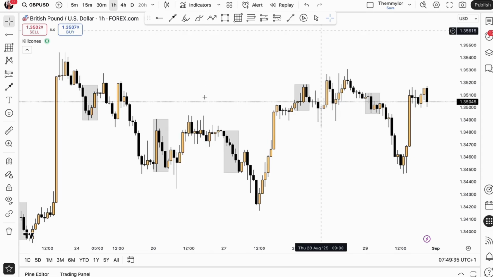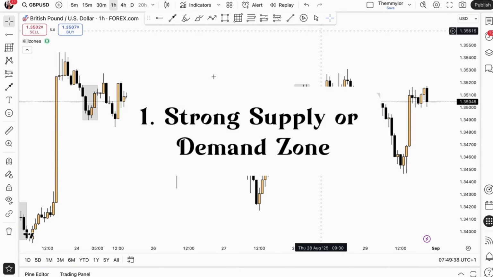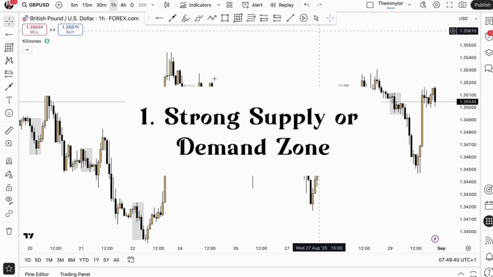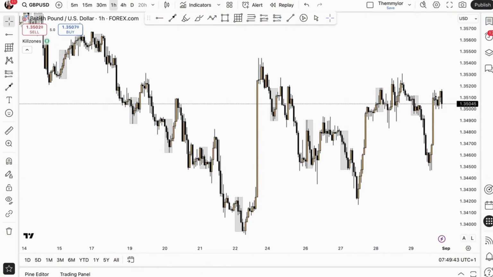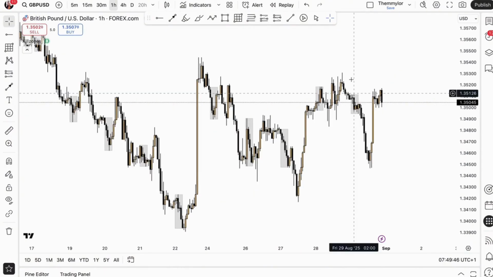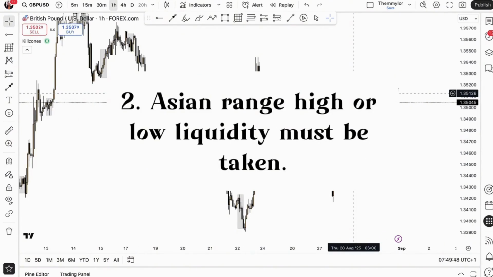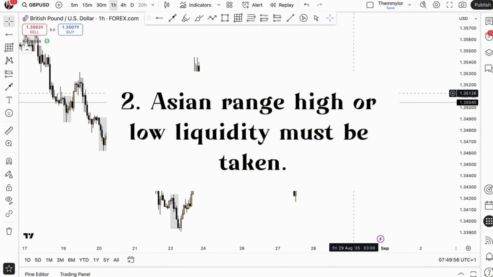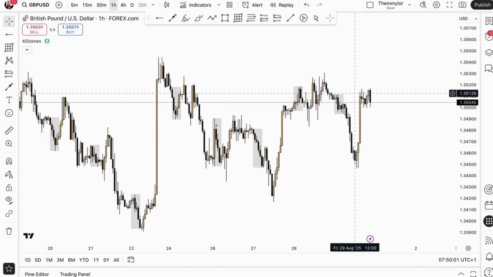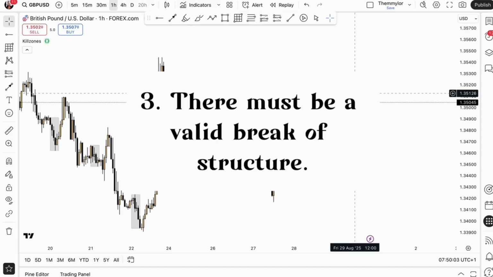First one being that we must be trading from a strong supply or a strong demand zone. The second one being that if I'm taking a sell trade, the Asian range high needs to be taken out before I get into my trade. And if I'm taking a buy trade, the sell side Asian range needs to be taken out. And lastly, there must be a break of structure.